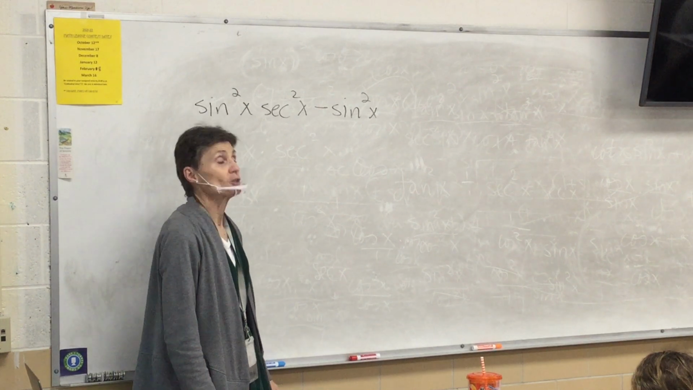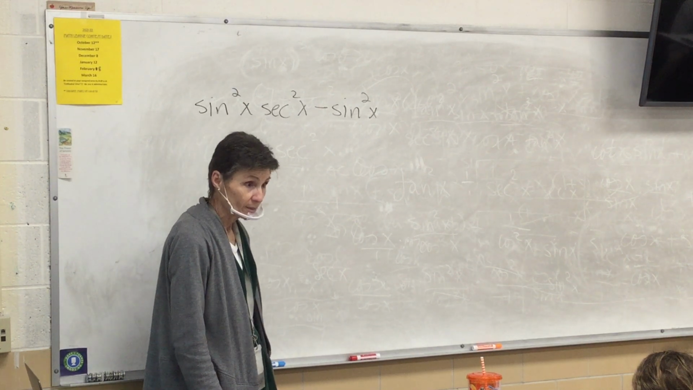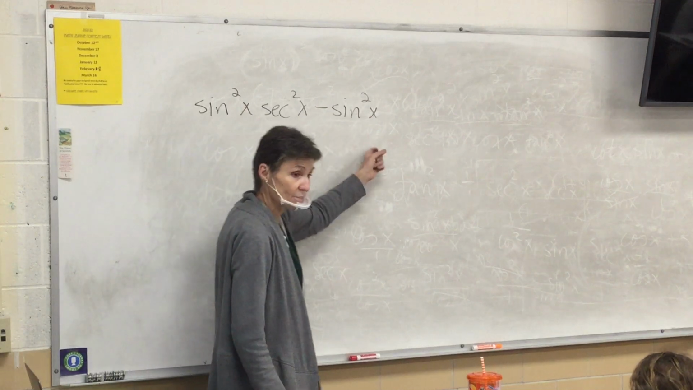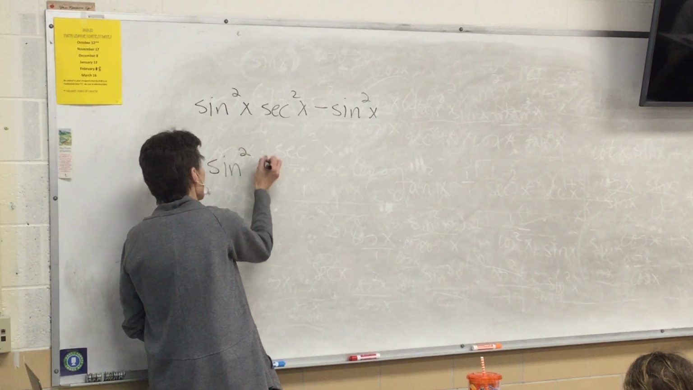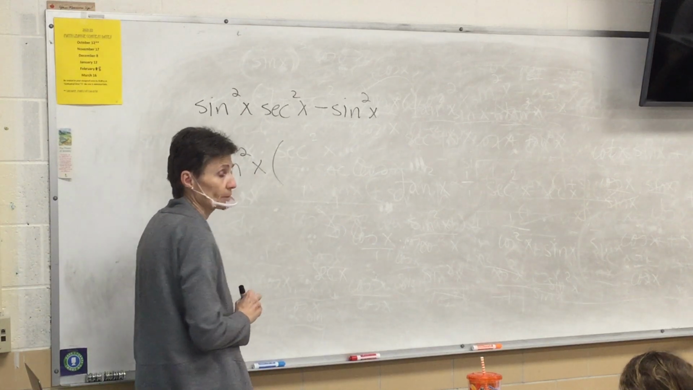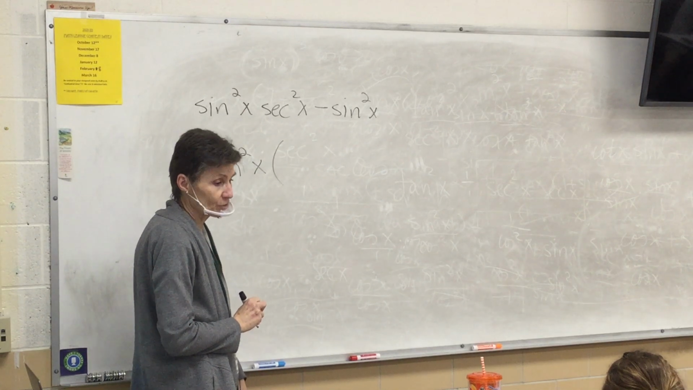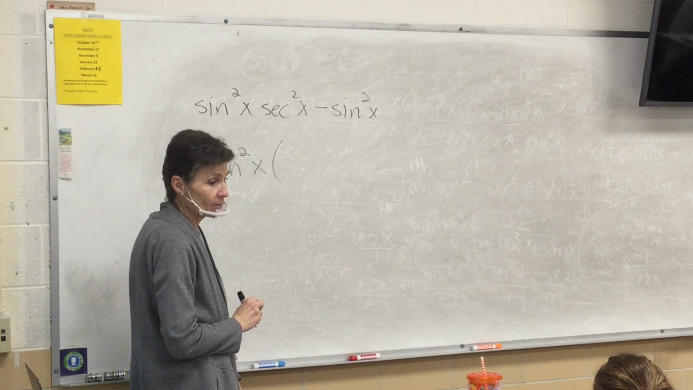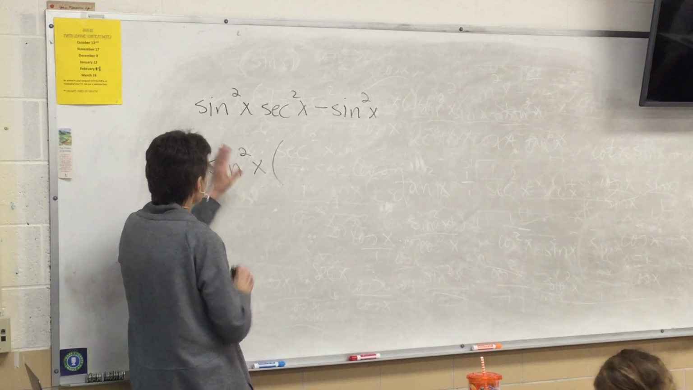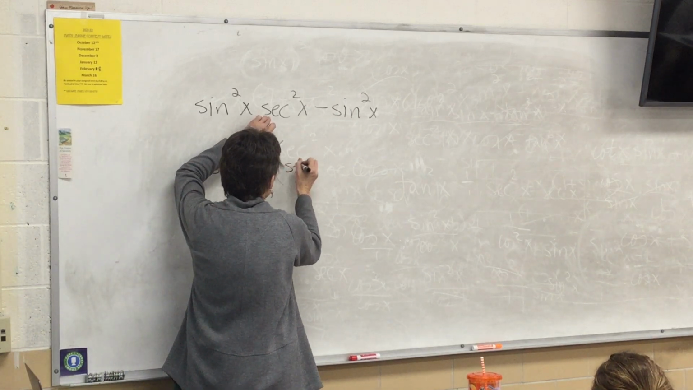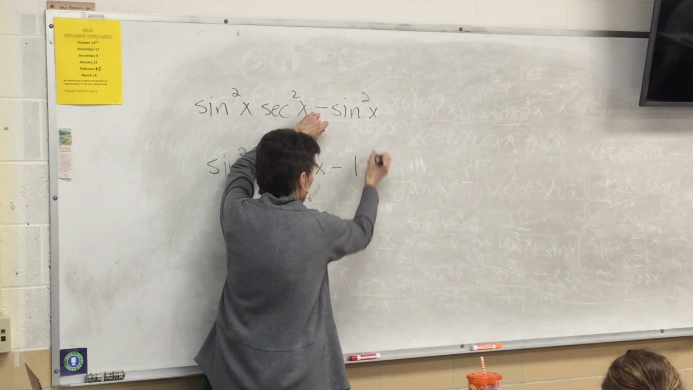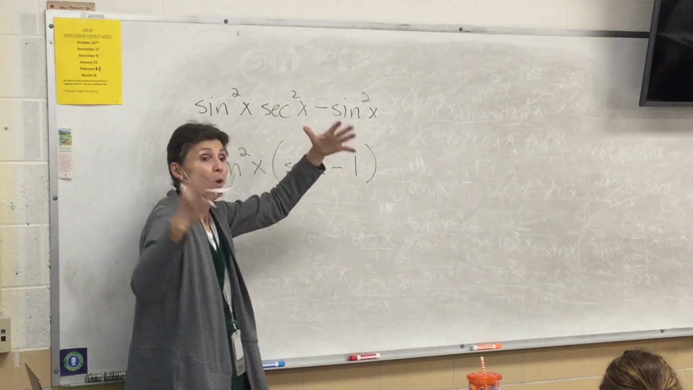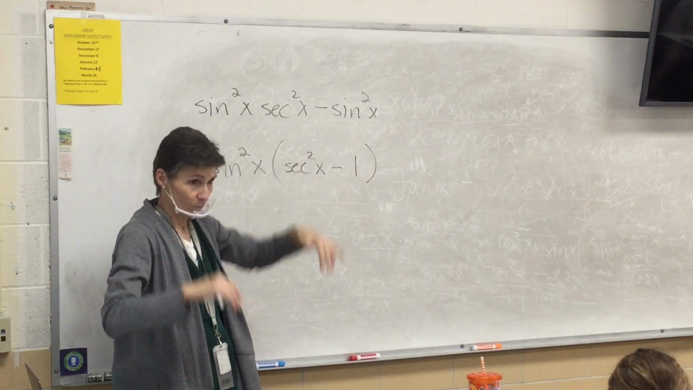Yes. Actually, I can take out sine squared, right? Don't they both have a sine squared? Yes. So let's see what's left if we pull out the sine squared. I'm factoring, so I'm pulling out the sine squared. So what will I have left? Secant squared minus 1. Remember, when you take out the whole thing, you have to leave a 1.